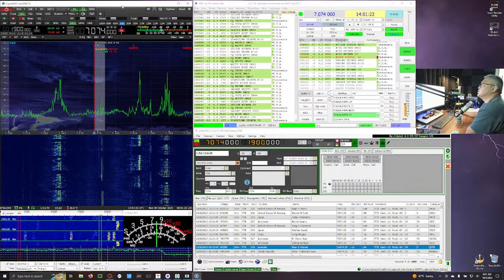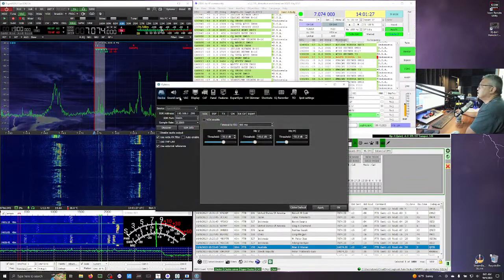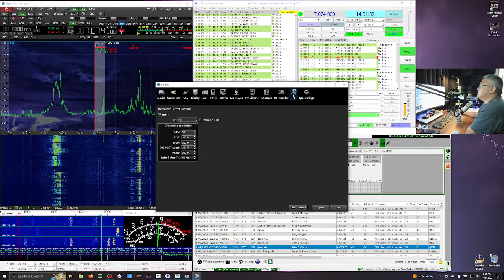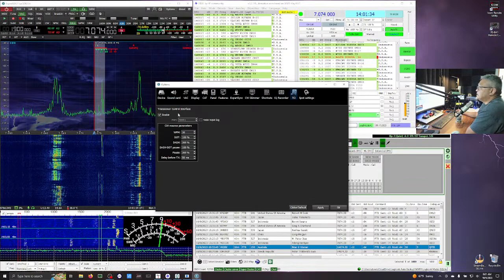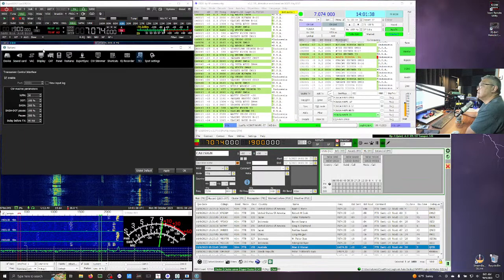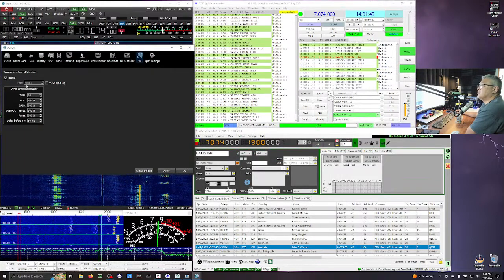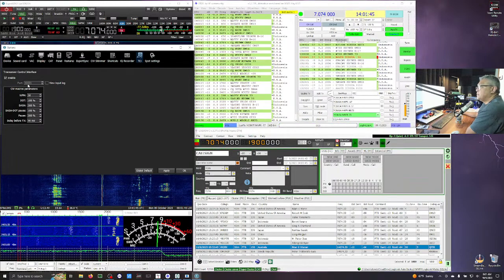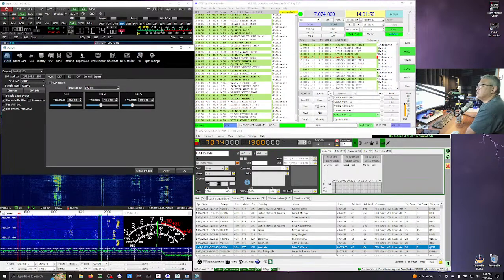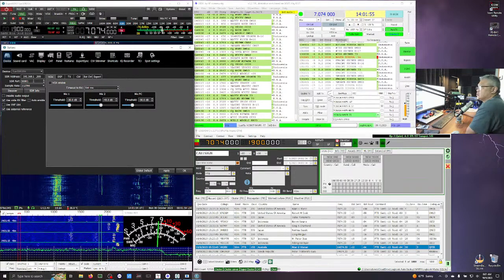I'm going to go to the Expert, to the options, and we're going to take a look at my IP address here. Let me take a look at TCI. I have the TCI enabled. Okay, move that aside. So the TCI is enabled. Remember this port number, 50001, and also the SDR IP address. This is internal to my network, so I can show that to you guys.